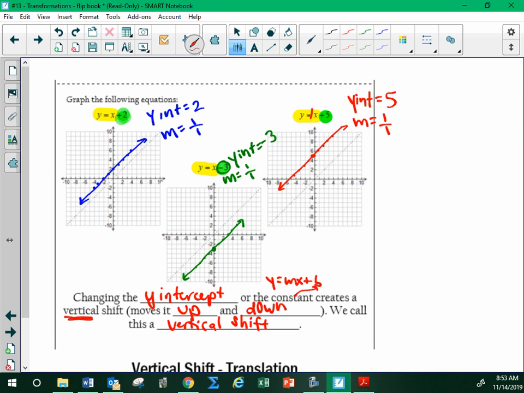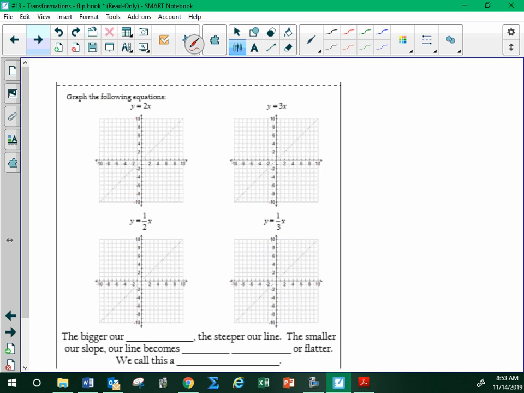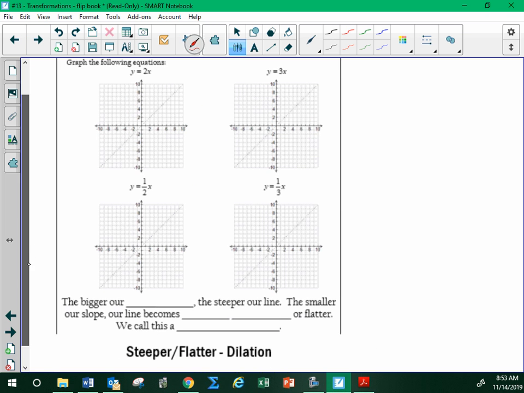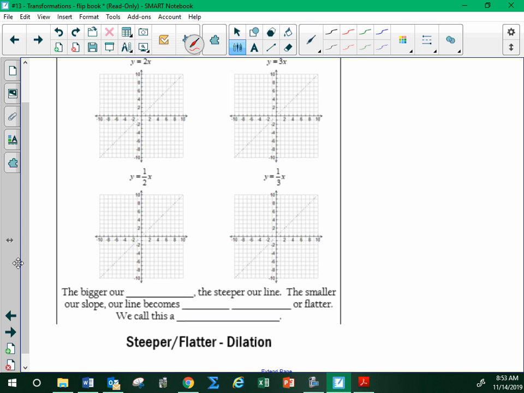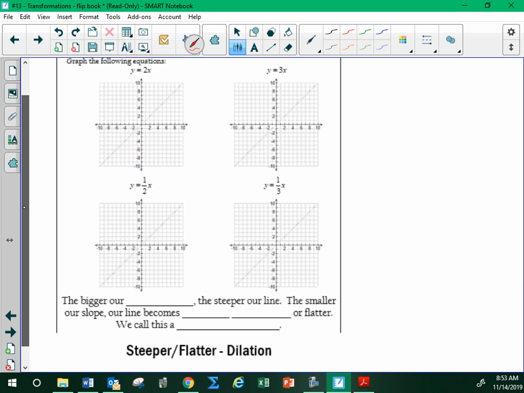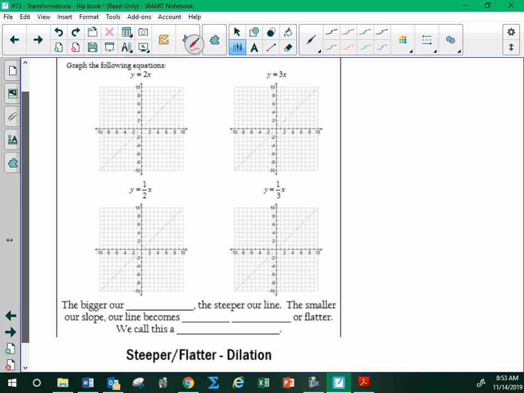Okay, so next we have talking about whether it's steeper or flatter. This is called a dilation. Okay? And this comes back to our slope. So let's go ahead and graph each of these.